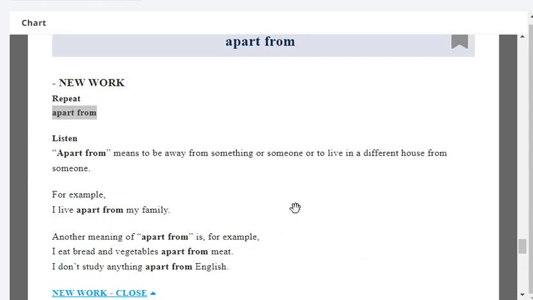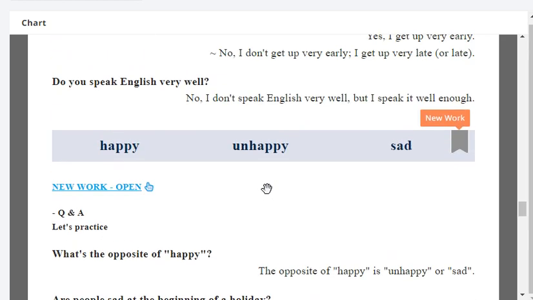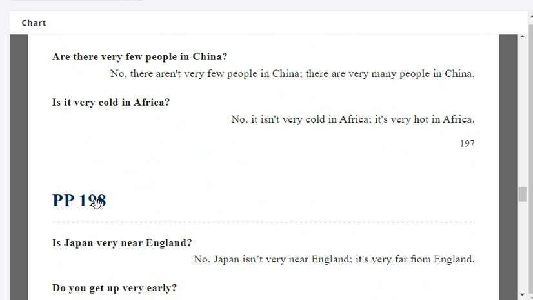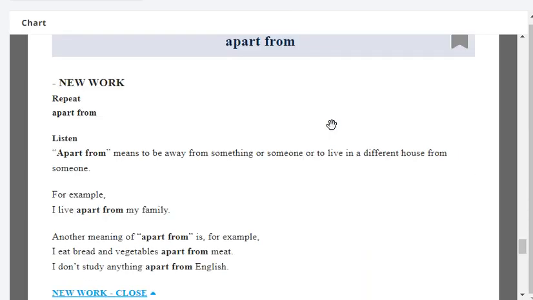"Apart from" means to be away from something or someone, or to live in a different house from someone. For example, I live apart from my family. Another meaning of "apart from" is, for example, I eat bread and vegetables apart from meat. And we can say, I don't study anything else apart from English. Okay, so let's practice.